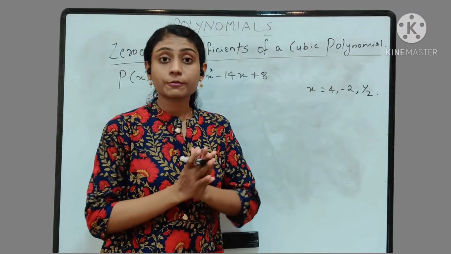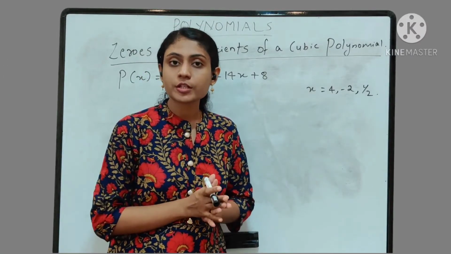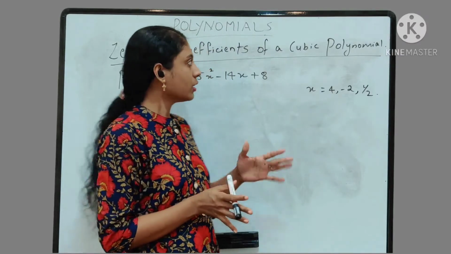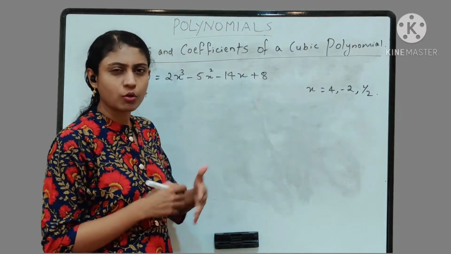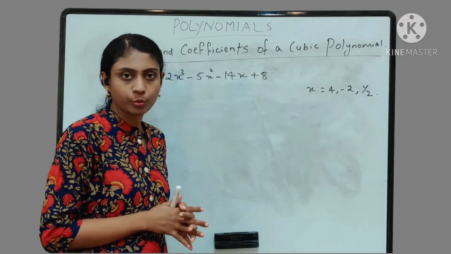Understood? So far we discussed the zeros and coefficients of a quadratic polynomial. Now we can find the zeros and coefficients of a cubic polynomial. How to find the zeros and coefficients of a cubic polynomial?